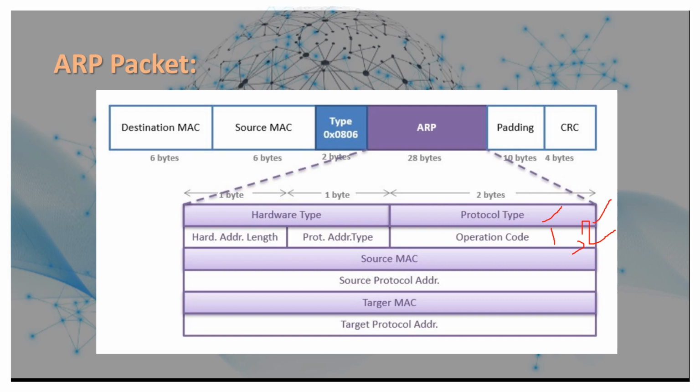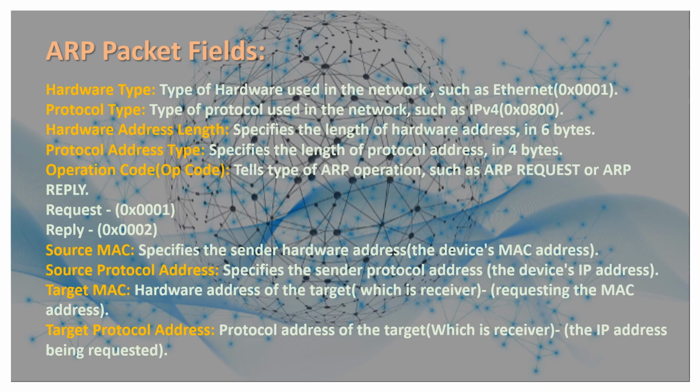And the source protocol address, which is the sender's protocol address, because the MAC address is 48 bits. Then target MAC and target protocol address. These are the fields in the ARP packet.